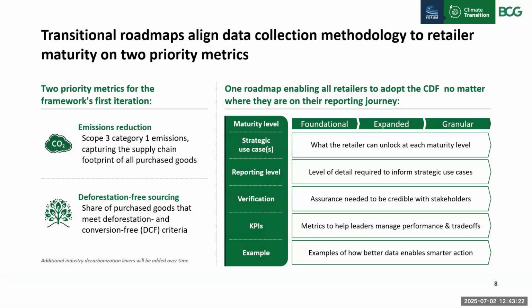The Common Data Framework provides transitional roadmaps that align data collection methodology to retailer maturity across two priority metrics: emissions reduction and deforestation-free sourcing. The key is to anchor data collection around specific use cases for your business. Each roadmap includes 5 components. The strategic use cases: what goals does the data actually support? Reporting levels, the required level of detail. Verification, the assurance needed for credibility. KPIs, or the metrics to track internal performance. And examples, brief vignettes illustrating that application.